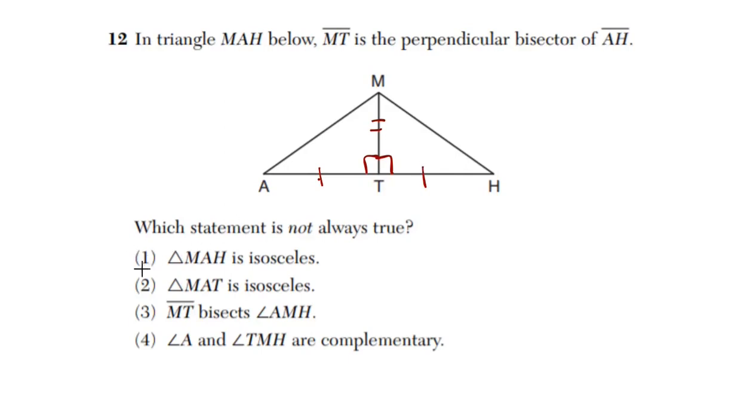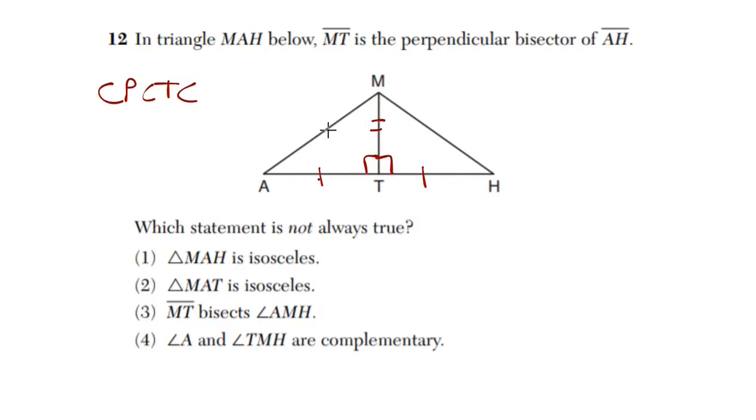Okay, so if we look here at number one, they're saying, okay, well, MAH is isosceles. Remember, they're saying which statement is not always true. So let's see first, is this always true? You and I know that both of these triangles have to be congruent. And if you remember CPCTC, this was fun, what was it? Corresponding parts of congruent triangles are congruent. Okay, so we prove that these two triangles are congruent.